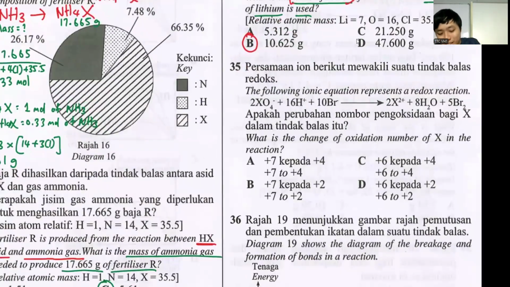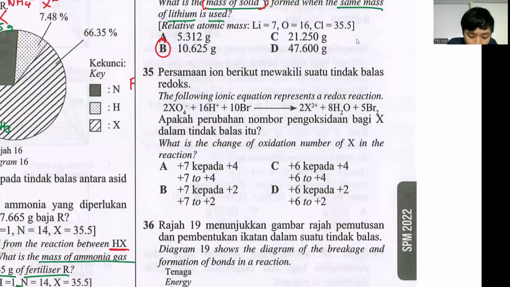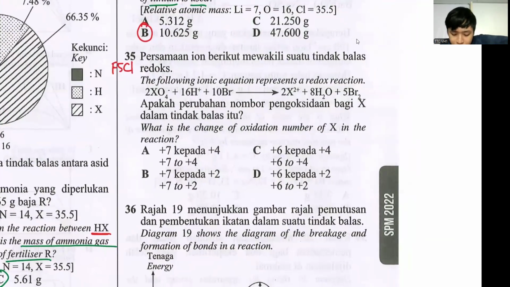Now back to calculation. So 35 is from Form 5 Chapter 1 calculation. The following ionic equation represents a redox reaction. Okay. So 2XO4 minus, plus 16H plus, 10Br minus, to get 2X2 plus, 8H2O, 5Br2. Okay, this one is the ionic equation actually. I don't know which one, but the ionic equation that you can see contains Br2. So what is the change of oxidation number of X in the reaction?